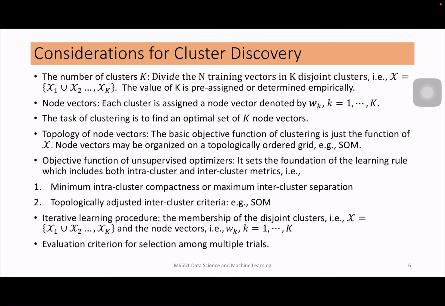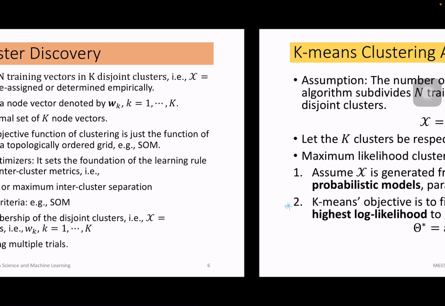Example: SOM. The objective function of the unsupervised optimizer sets the foundation of the learning rules, which involve both intra-cluster and inter-cluster metrics: minimum intra-cluster compactness and maximum inter-cluster separation. Topologically adjusted inter-cluster criteria, example SOM. Iterative learning procedure: the membership of the disjoint clusters, where X is X1 union X2 to Xk, and the node vectors wk, k equals 1 to k. Evaluation criteria for selection among the multiple trials. So this is a discovery method.